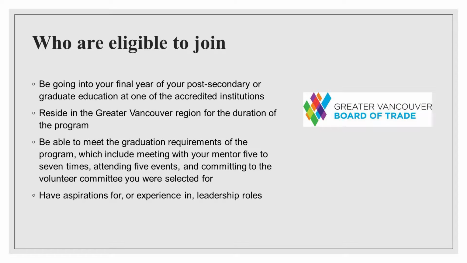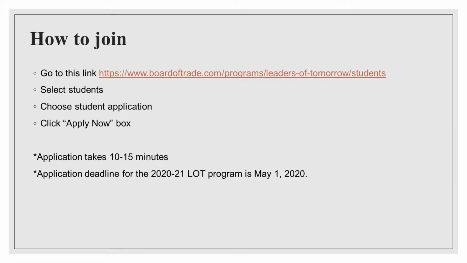Who is eligible to join the Leaders of Tomorrow? First, you must be going into your final year of your post-secondary education, reside in the Vancouver region, and be able to meet the graduation requirements of the program, which include meeting with your mentor 5 to 7 times, attending 5 events, and committing to the Vancouver committee you were selected for, and have aspiration for or experience in leadership roles. So how to join?